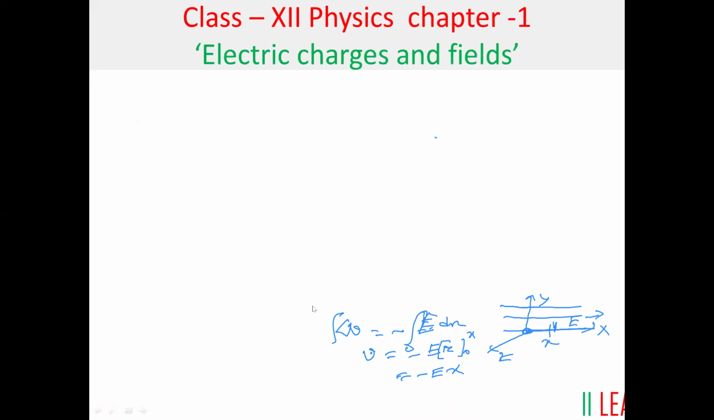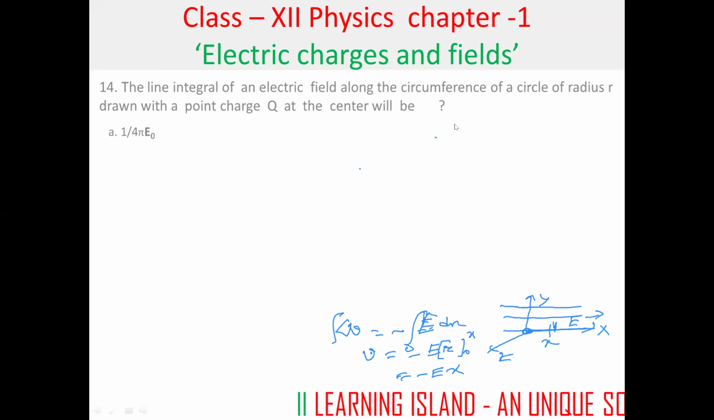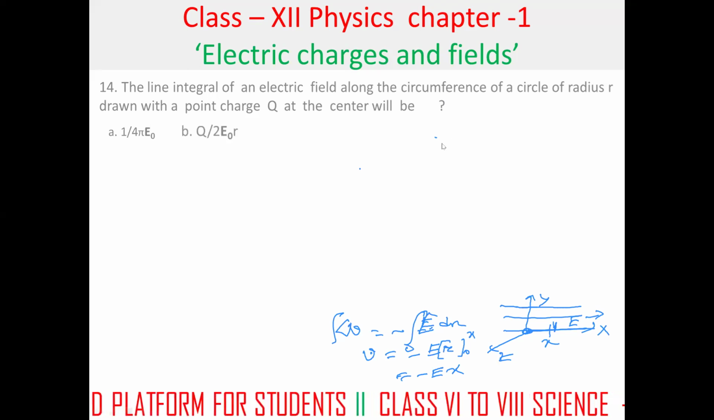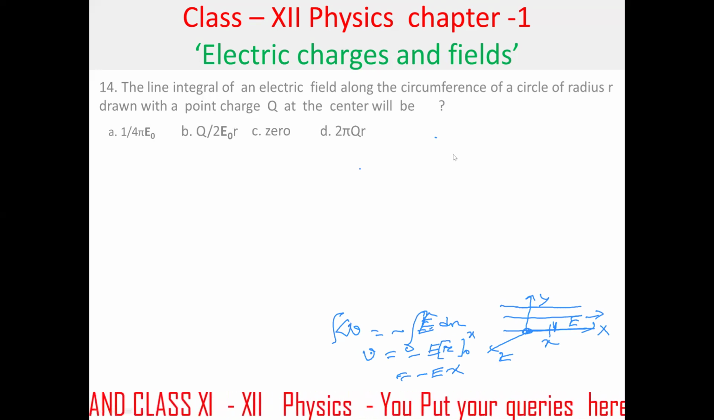Now let us first delete this. Now the line integral of an electric field along the circumference of a circle of radius r, drawn with the point charge q at the center, will be? Options are 1 by 4 pi epsilon naught, q by 2 epsilon naught, 0, 2 pi q r. What will be the value?